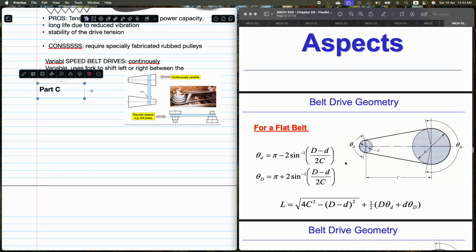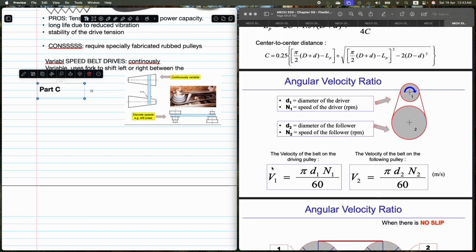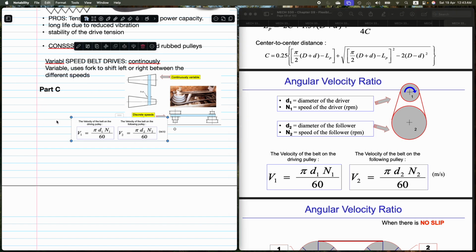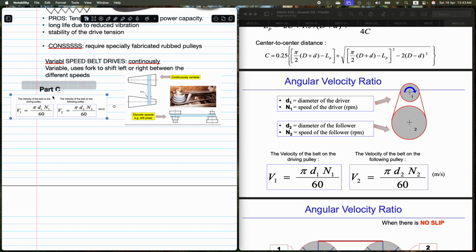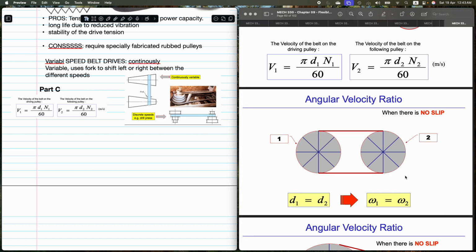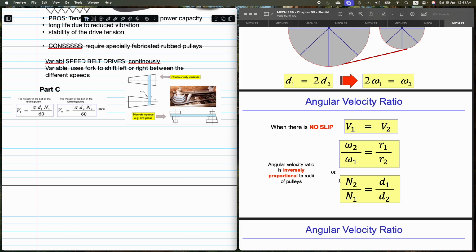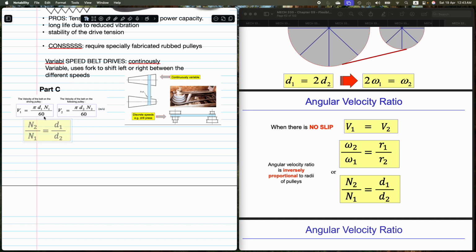We don't need to know this. What we do need to know is the velocity of the belt: V1 equals pi d1 n1 over 60. When there's no slip, they're both equal, which we already know. So what we need to know here is N2 over N1.